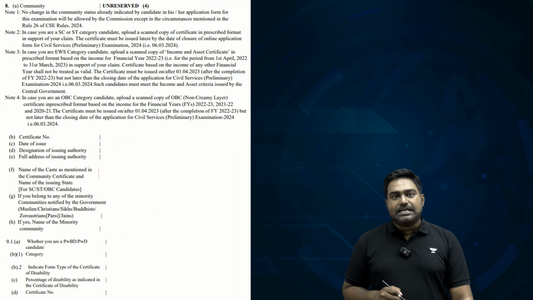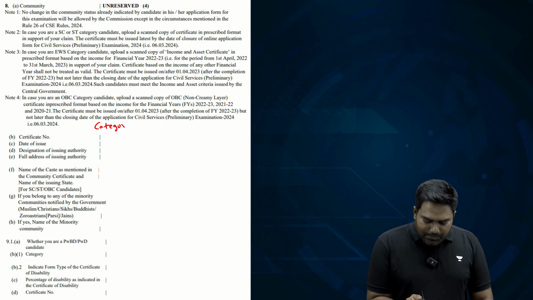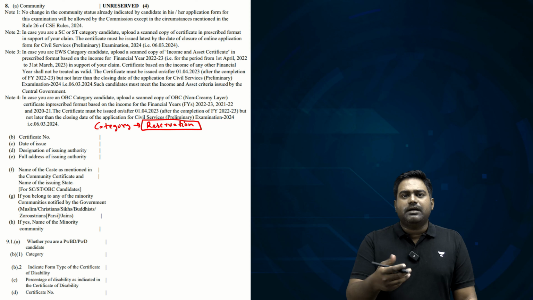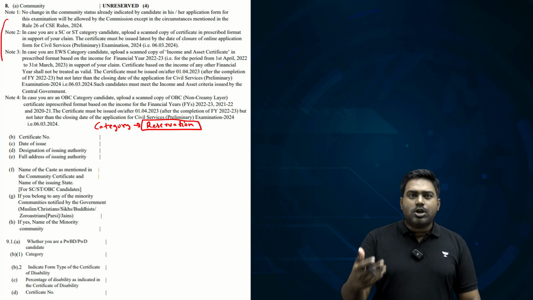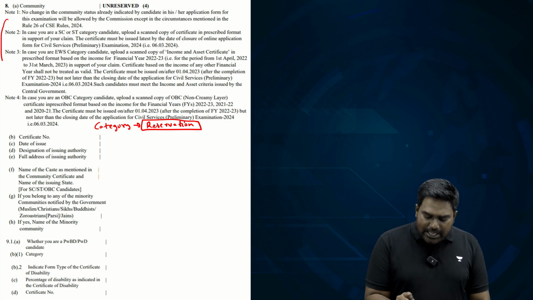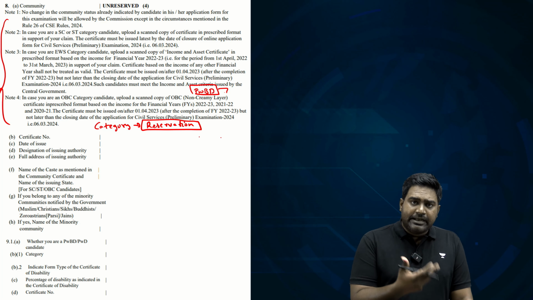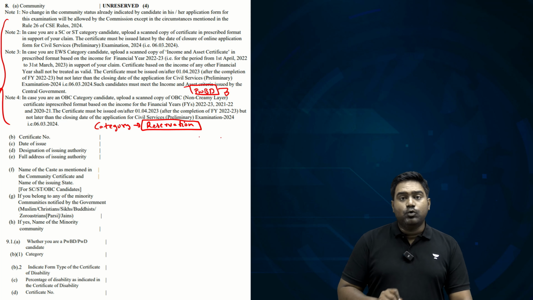So once you fill up these basic personal details, then comes the category page where you claim reservation by providing the required documents. There could be candidates from SC/ST category, OBC category, candidates claiming EWS reservation from the economically weaker sections, or candidates claiming disability reservation, those with benchmark disabilities, maybe vision impairment, hearing impairment, or locomotor disabilities, etc., as per the specified rules.